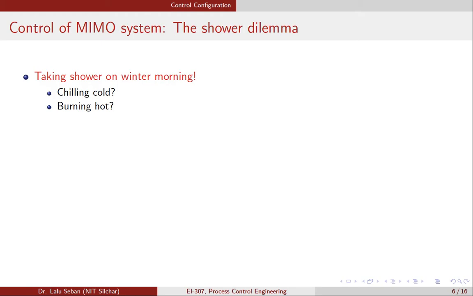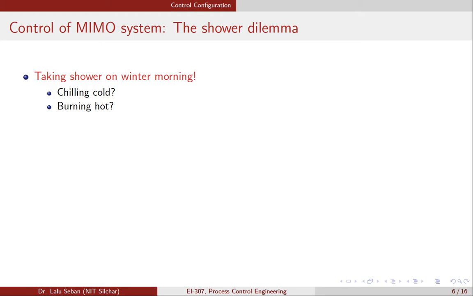Now if you look at this shower problem, what are the inputs? The inputs are the flow rate of the hot water from the geyser and the flow rate of the cold water, which is from the normal pipe system or from the tank. And what about the output? The output temperature is one output, and the flow from the shower is also an output. So basically we can say that it's a two-input, two-output system. Even we can make it more complex.